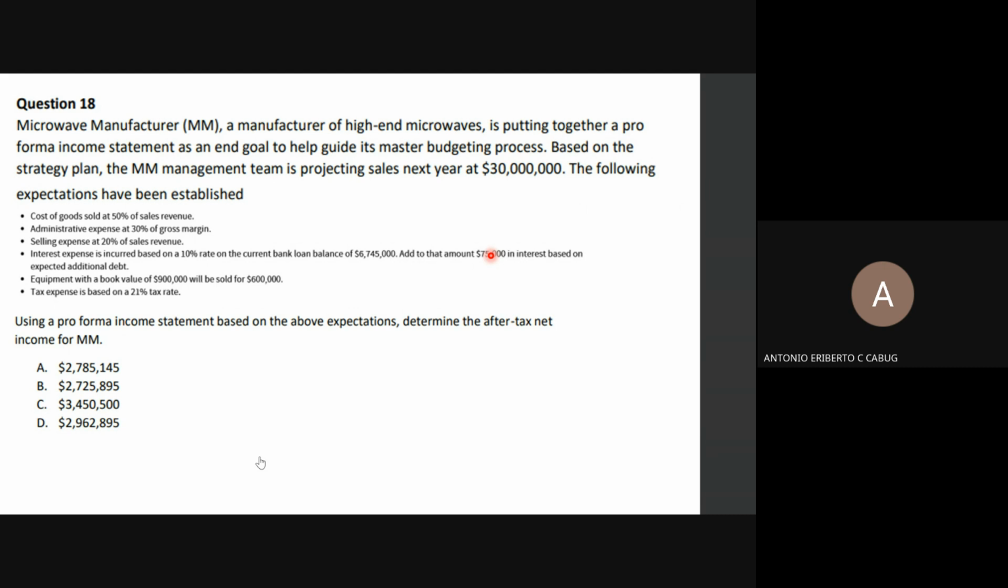Sales next year projected to be $30 million. Cost of goods sold is 50% of sales. 50% of 30 million is 15 million. So gross profit is 15 million. Okay?